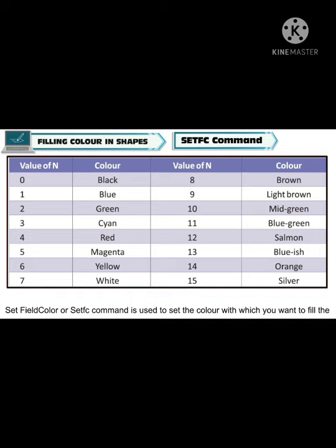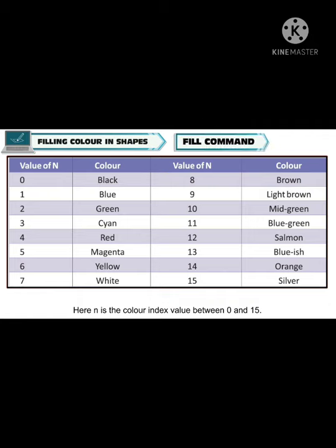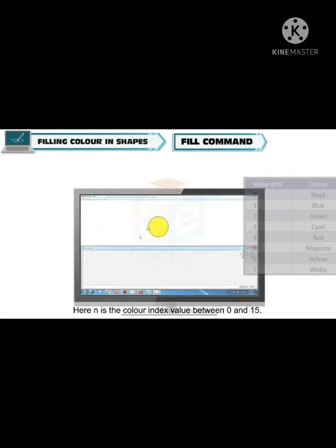So this setfc command, how to use the setfc command means, setfc space any one number, that is from 0 to 15. In logo, they have already assigned a color for each number. From 0 to 15, they have already assigned a color. These colors are given here. So if you type setfc space any one number, that fill color will get set as whatever color you have selected. Now you are ready with the color.